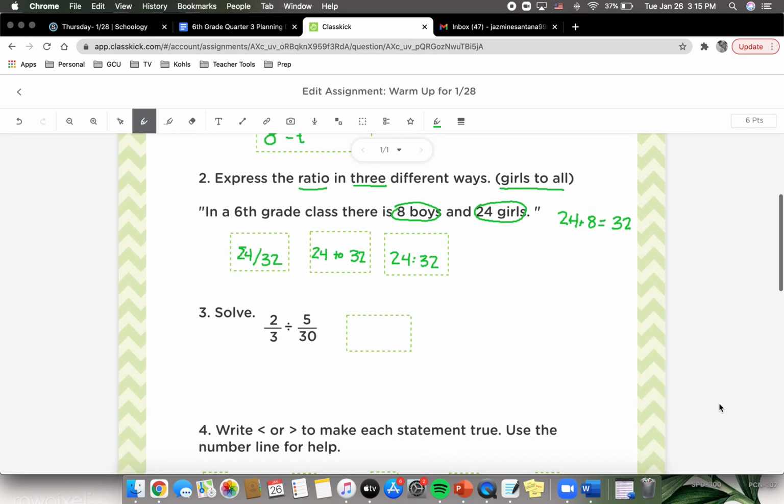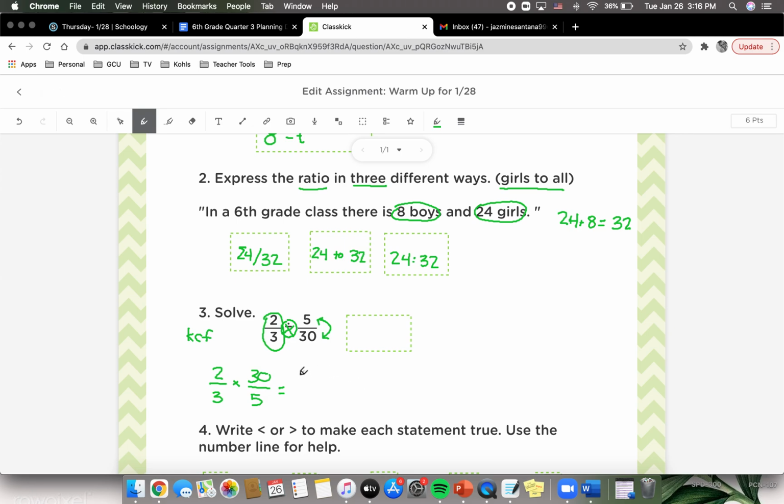Moving on to number 3, we have solve 2 over 3 divided by 5 over 30. Since we're dividing, we need to use KCF, which means we keep our first fraction, so 2 over 3, and we change our middle operation from division to multiplication. And then we flip our last fraction, so we're going to have the 30 on top for our numerator and 5 as our denominator. And now all you have to do is multiply across.